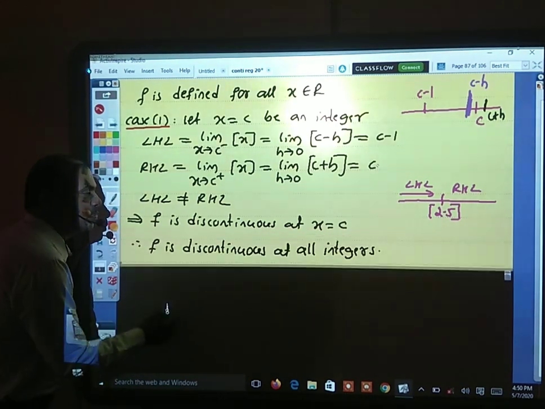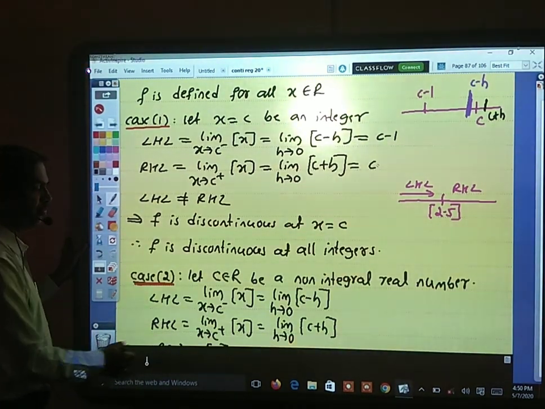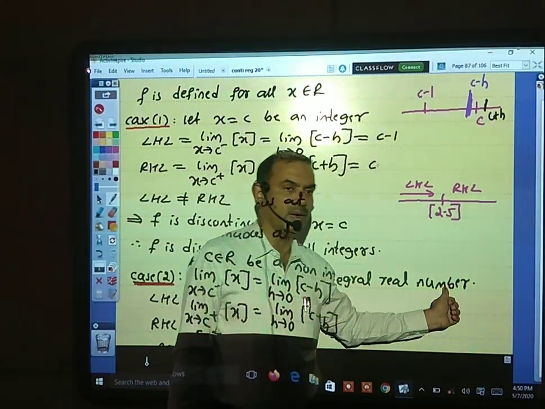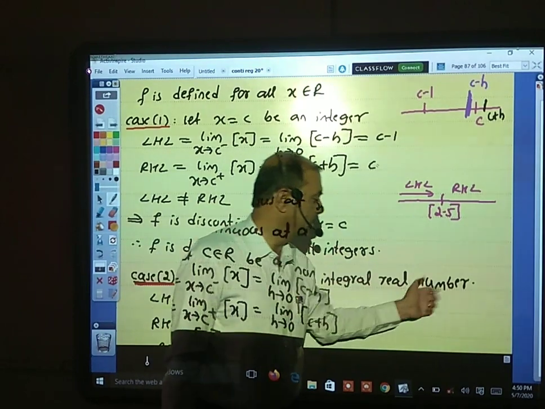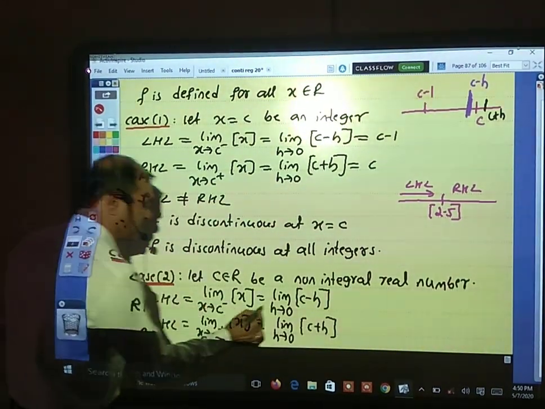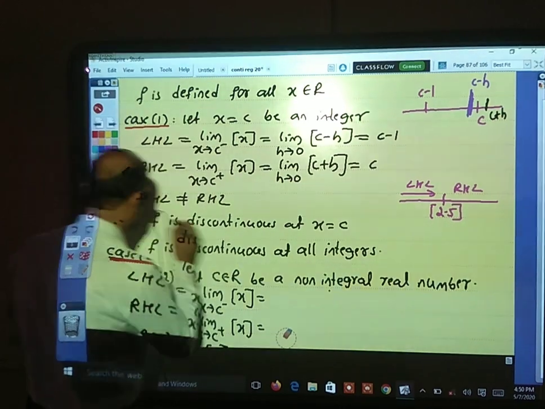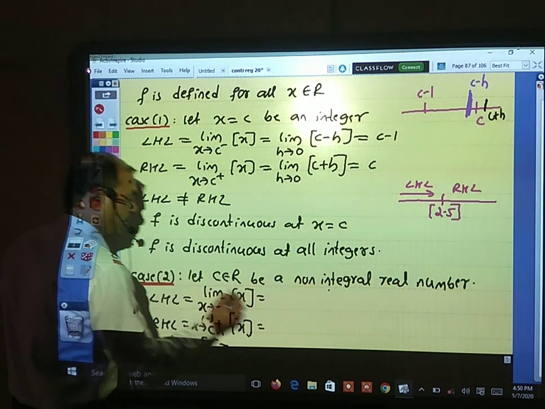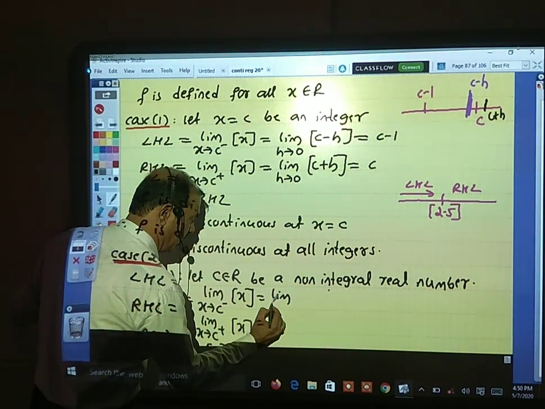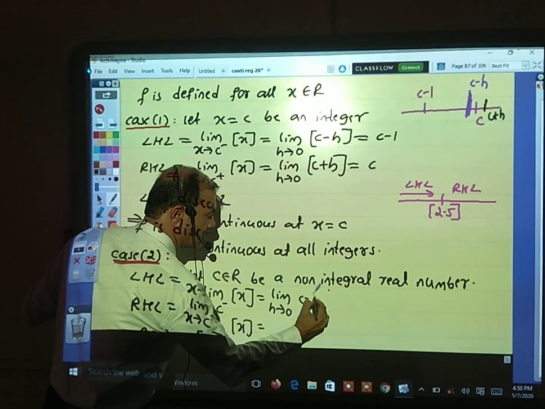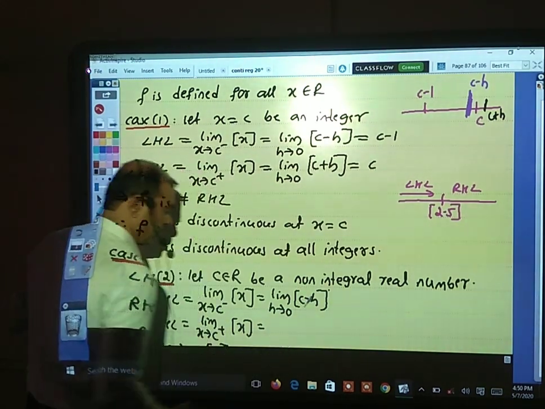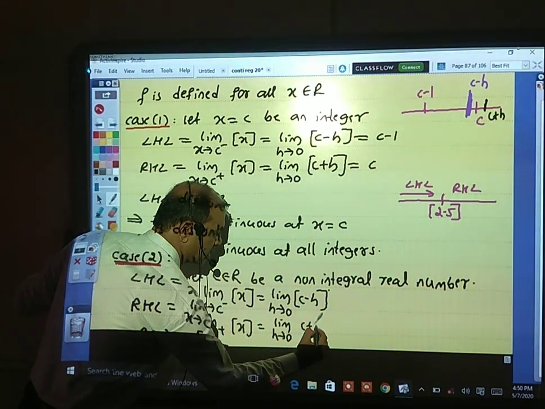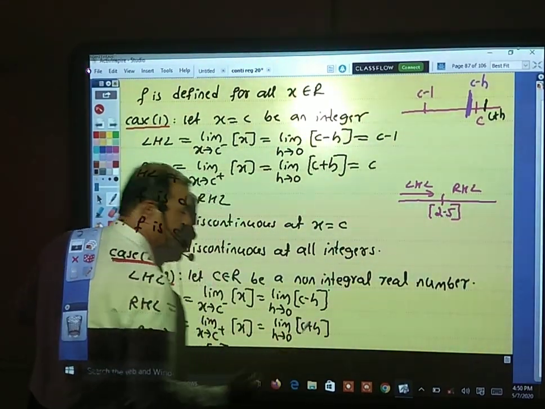Okay, suppose c is a non-integral real number. In that case, see what happens. So limit x tends to c minus, that is limit h tends to 0, c minus h, and limit h tends to 0, c plus h. See what is happening here.